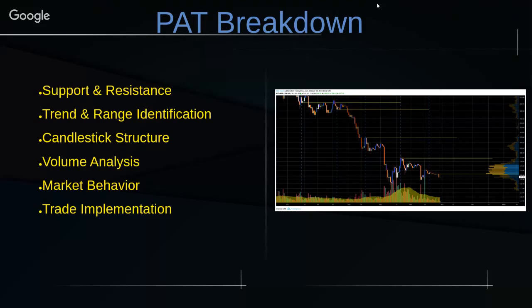The basics of price action trading are exactly that, basics of TA: support and resistance, trend and range identification, candlestick structure, volume analysis, market behavior, and trade implementation. All things that traders should understand for all technical analysis, including price action trading. For now, we'll wrap that up, but I highly recommend you brush up on those things and get as many as you can memorized, because the second part of the seminar will be much more in depth on strategy. And in order to understand those strategies, you need to understand the breakdown of price action trading.